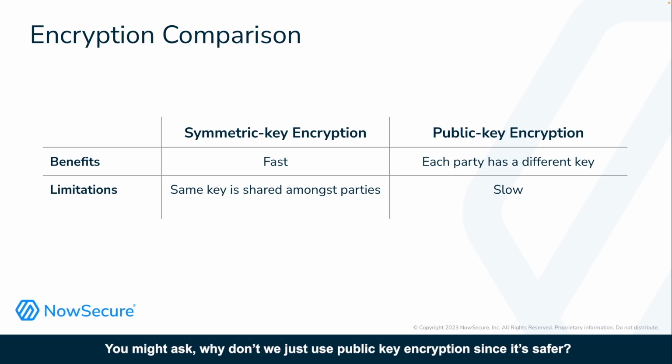You might ask, why don't we just use public key encryption since it's safer? Well, because it's slow. Public key encryption is a lot slower than symmetric. However, we can combine these two cryptographic schemes, symmetric key encryption, which is more vulnerable to stolen keys, although very fast, with public key encryption, which mitigates against key theft, but is much slower, to form trust in a public key infrastructure.